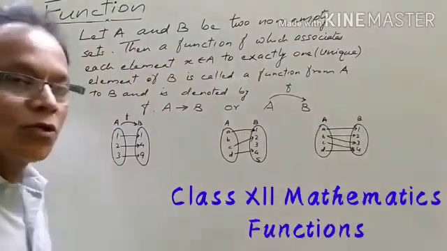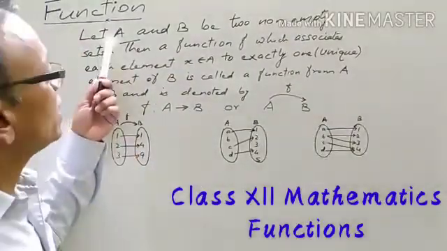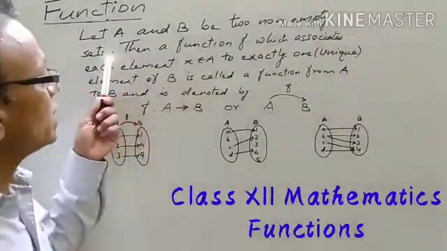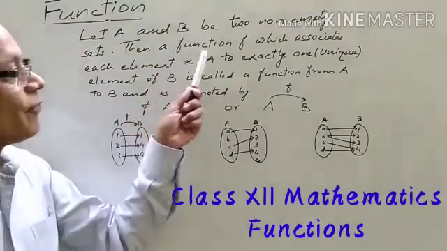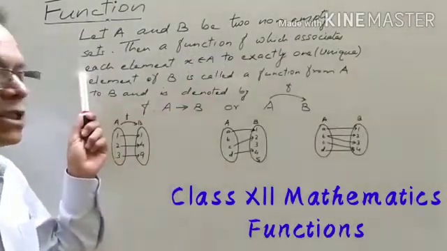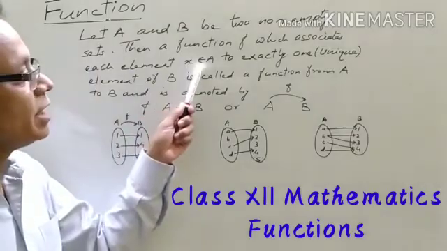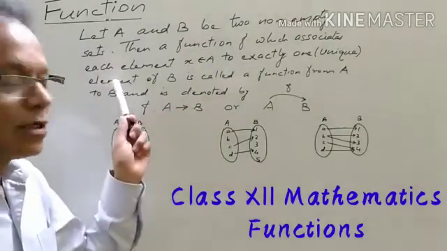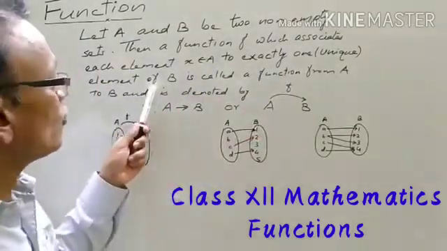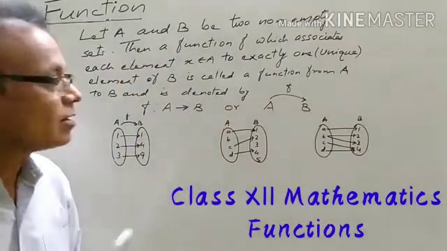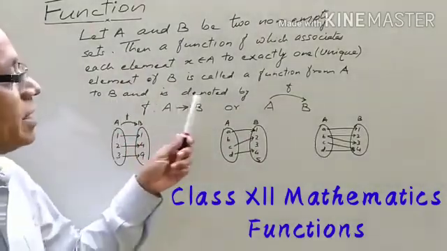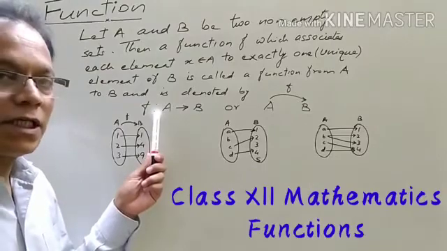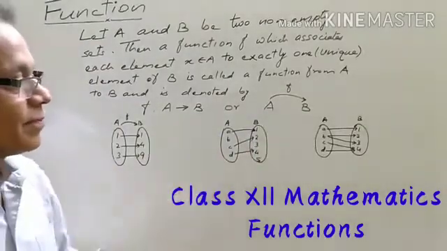Function: if we consider two non-empty sets, let A and B be two non-empty sets, then a function f which associates each element x belonging to A to exactly one, that is a unique, element of B is called a function from A to B, and is denoted by f: A → B.